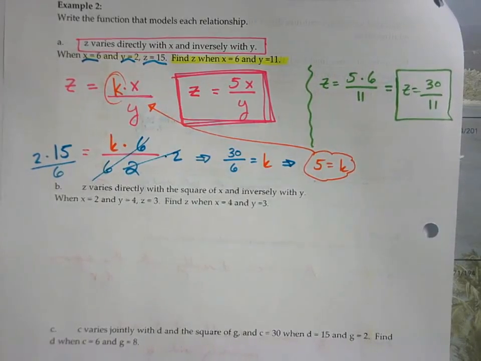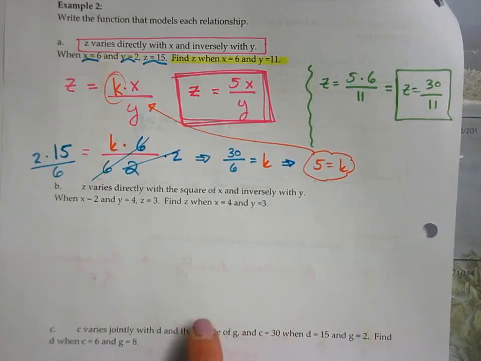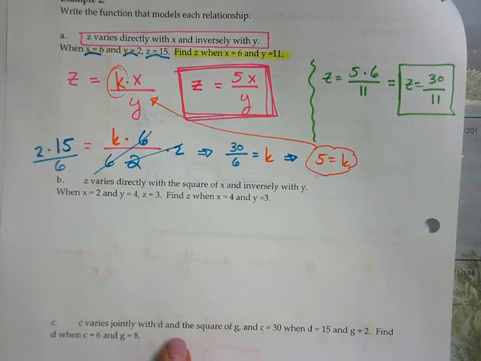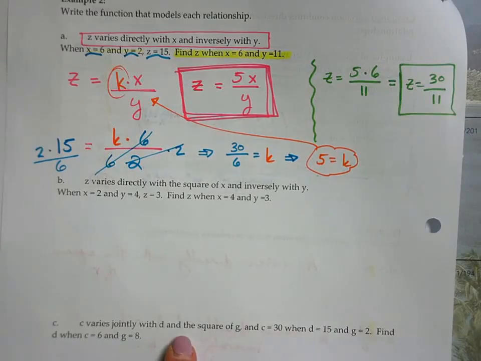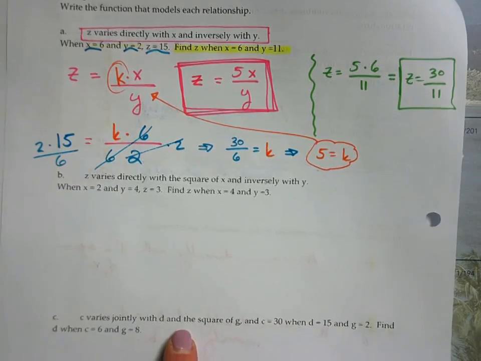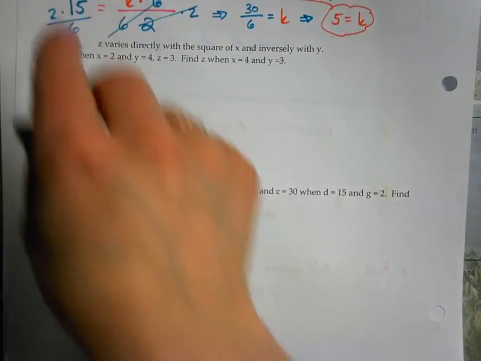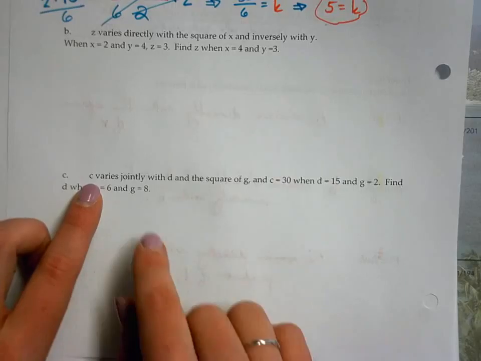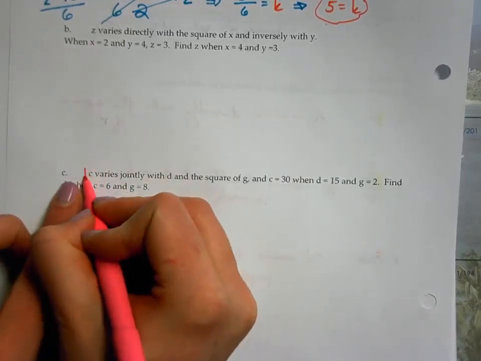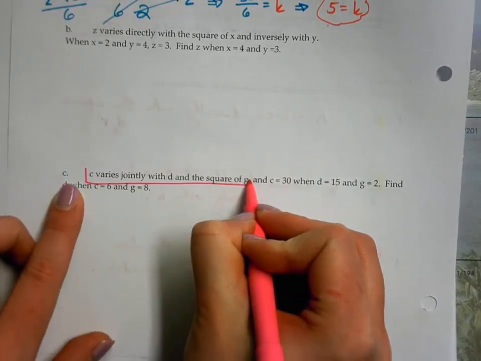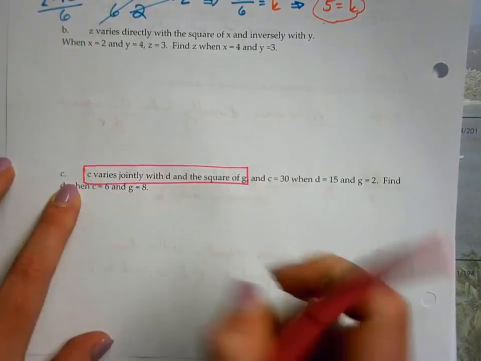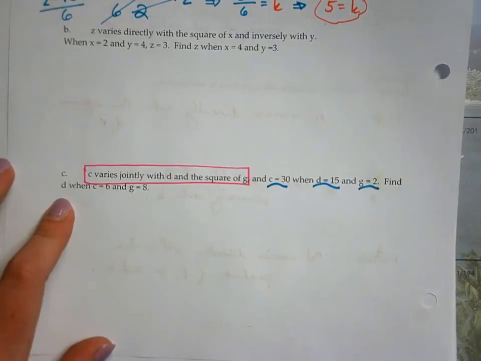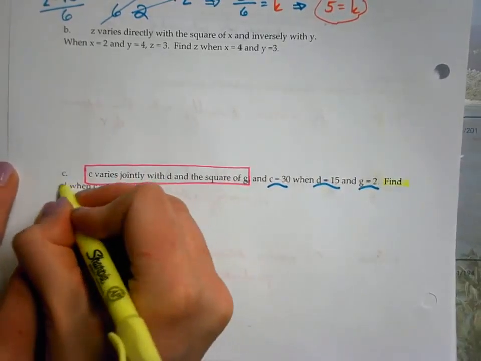All right, let's try another one together. Let's go ahead and let's skip down to C here really quick. I'll have you guys do B with your partners in a second. So for C, C varies jointly with D and the square of G. That's our first part. Then it gives us the values we need to plug in, and then it's going to ask us to find a value.